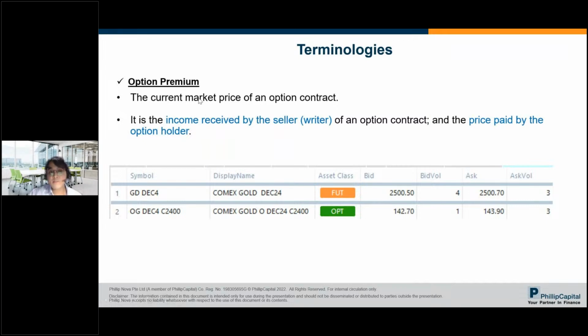And again, the option premium that you pay is essentially based on the bid-ask quotes. So when you trade an option on the market, you're trading through the option premium, not the strike price and not the underlying price. The important thing to take note of is that the premium is the income received by the writer of an option contract. And as an option holder, it's the price that you pay.